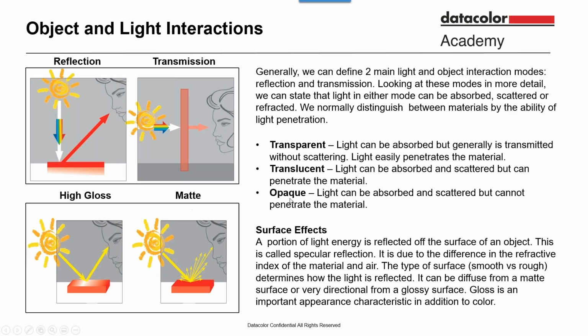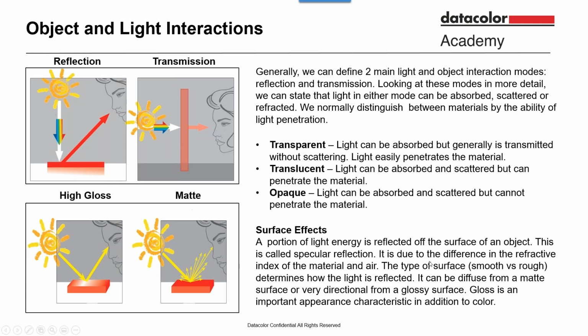Okay. Also, when we talk about object and light interactions, there's surface effects. A portion of the light energy is reflected off the surface of an object. This is called specular reflection. It is due to the difference in the refractive index of the material and the air. The type of surface, smooth versus rough, determines how the light is reflected. It can be diffuse from a matte surface or very directional from a glossy surface.